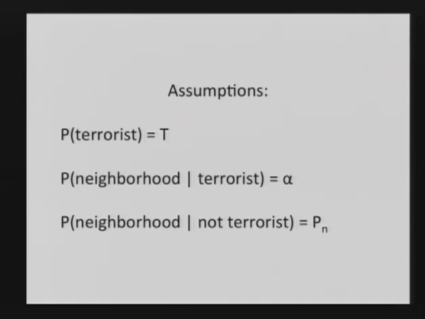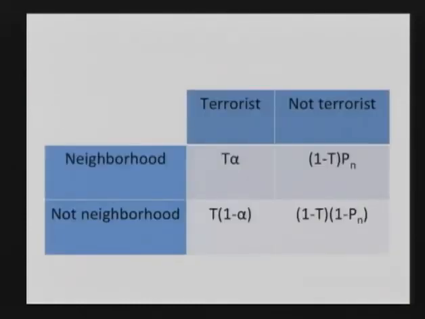Okay? So with these assumptions, we can then fill in this table symbolically. And this all kind of makes sense, right? The probability we're in the left column is t. And then you multiply that by alpha. That's the probability that Bob is in the neighborhood if he is a terrorist. On the top, and 1 minus alpha on the bottom.